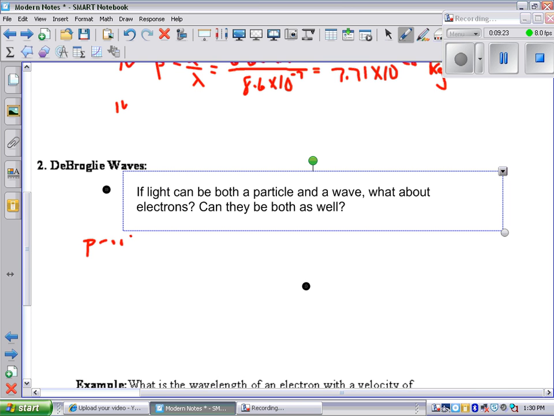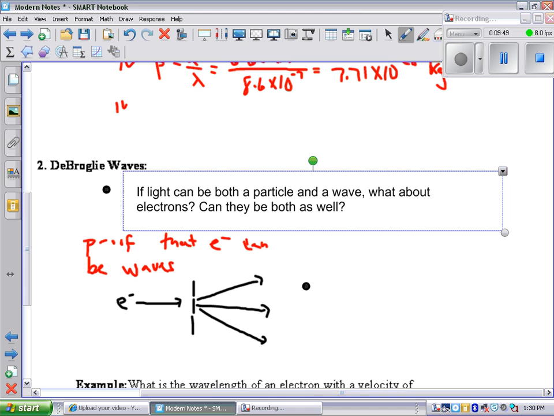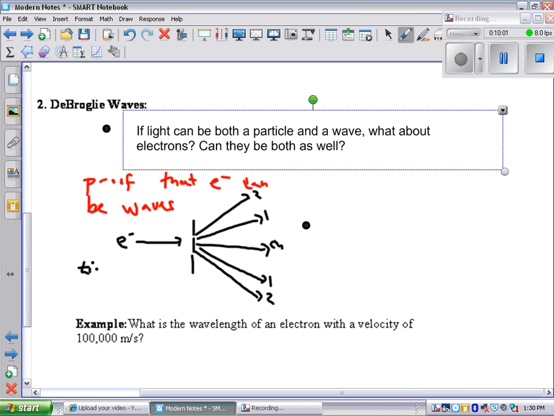So proof that electrons can be waves would be the following. We take an electron, shine it at a double slit or a diffraction grating, just like we do with our laser, and if it's a wave, you will get a central max, a first order max, maybe a second order max depending on the situation, maybe a third order max, and so on. Electrons will diffract and interfere if they are waves. So if electrons can be waves, if I shine them in a double slit or a diffraction grating, I should see that electrons diffract and interfere just like light does.